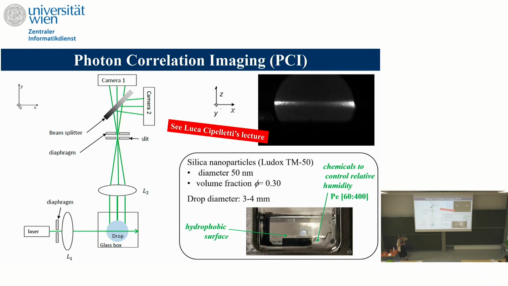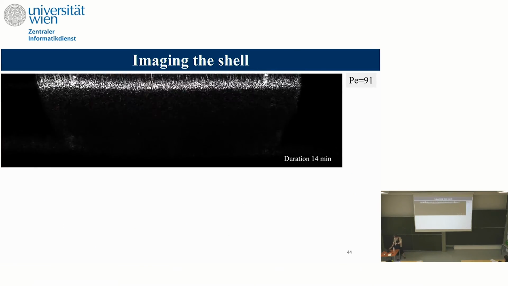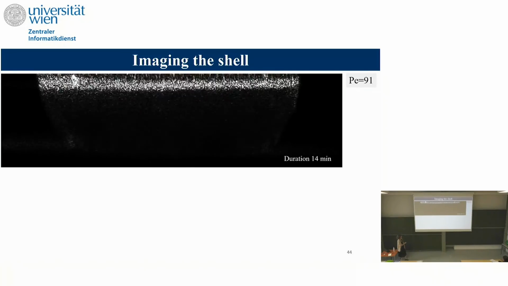As I told you in the beginning, we change the speed of evaporation by changing the parameter Cs minus C infinity that I showed you before. Basically, you change the relative humidity with different chemical components, and therefore you can reach different Peclet numbers. The range is between 60 and 400, so it's large compared to 1. First, we can look at the speckles, along a diameter.